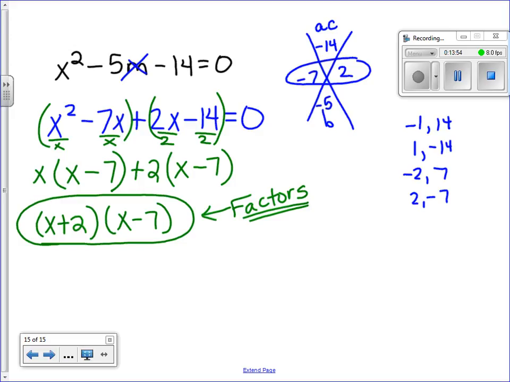I'm going to let you catch up. I'm going to take it one step further, but I want you to be caught up with where I am.